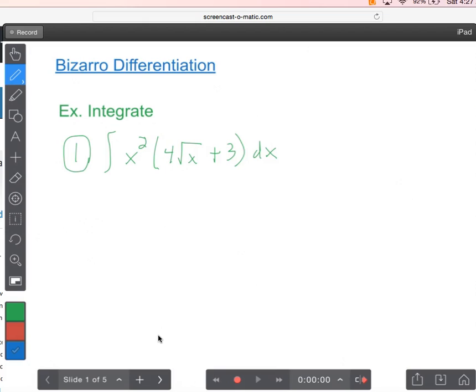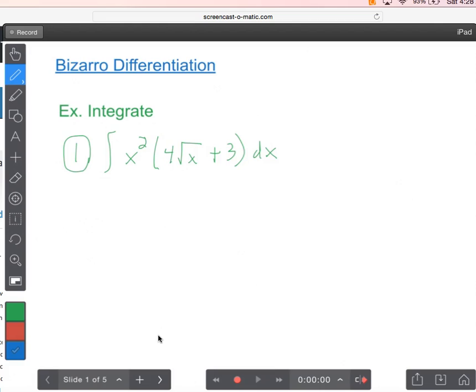So, first example that I'd like to look at is this problem here, where I want you guys to integrate the integral of x squared parentheses 4 square root of x plus 3. Similar to when we found derivatives, when you're trying to find an antiderivative, if you can perform any algebra that you know from the past on your integrand, that might make your life easier to help actually find an antiderivative.